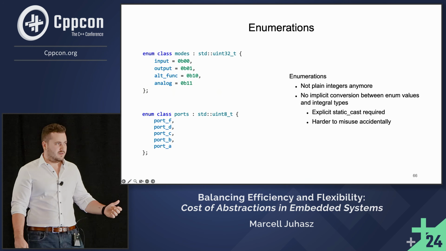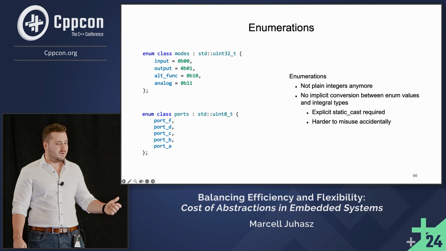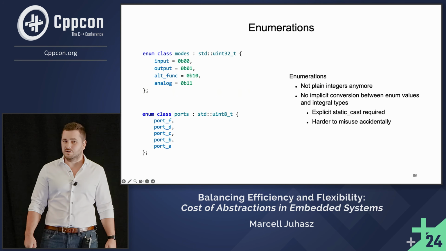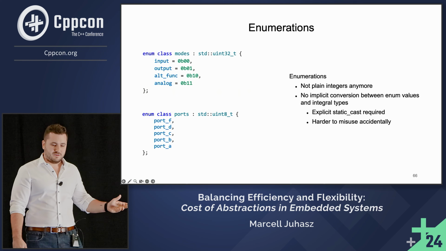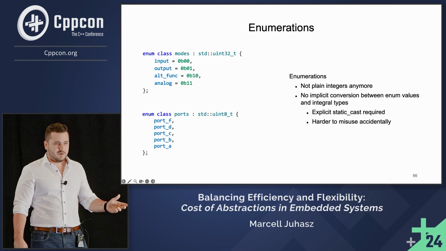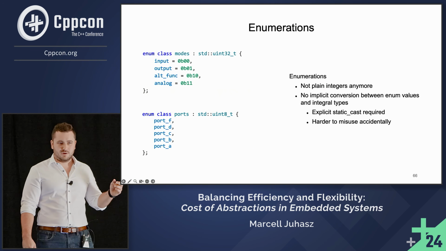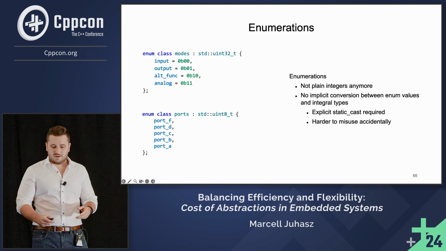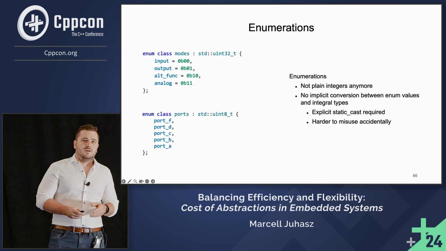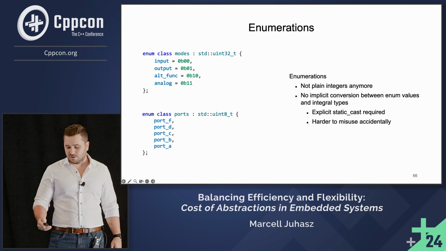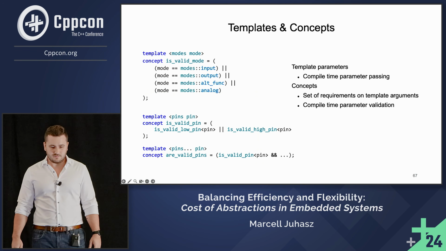So on one hand, we have to talk about the C++ type system itself. It is very robust and it should not be underestimated. So for example, C++ enumerations, they are not plain integers anymore. There is no implicit conversion between the underlying integral type and the enum values. So it's much less error prone, and you actually have to give extra effort to introduce some kind of a bug into this type system.